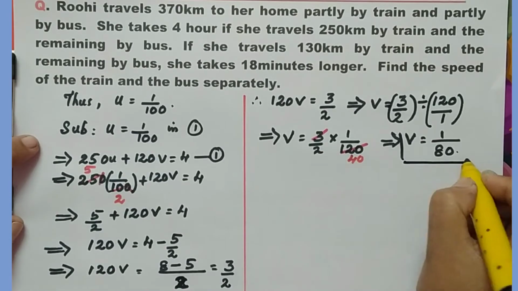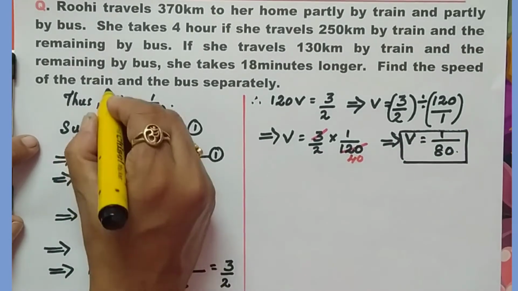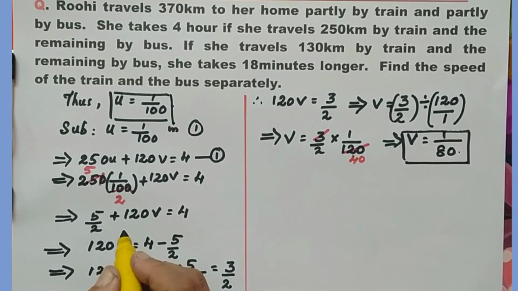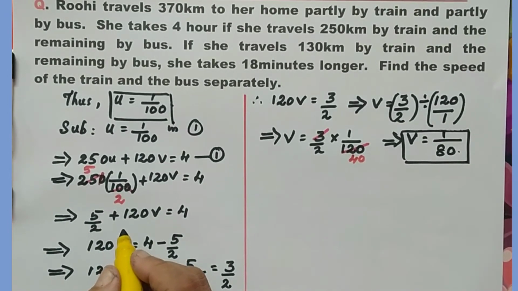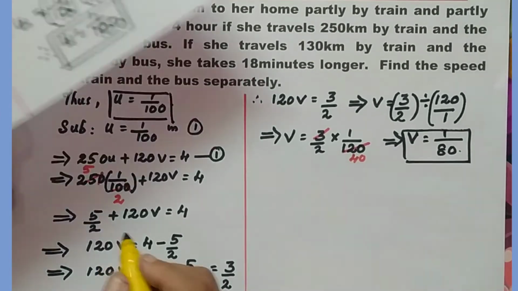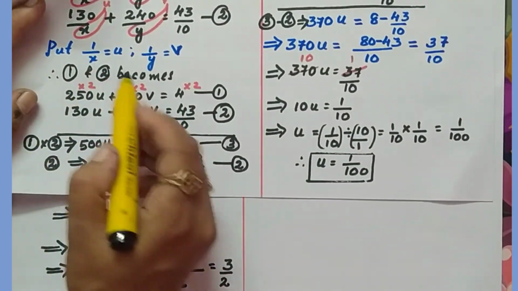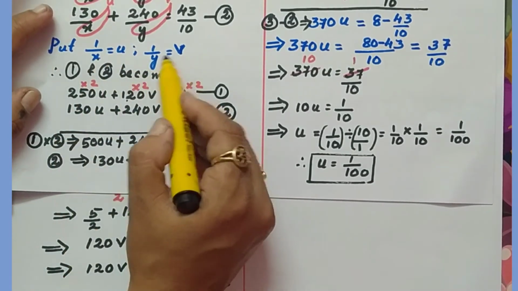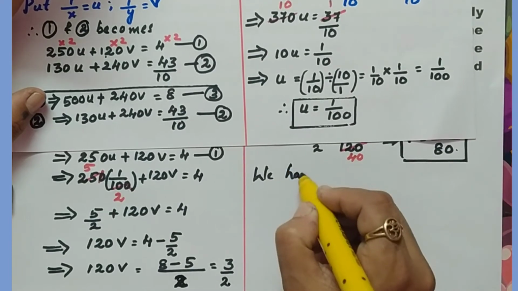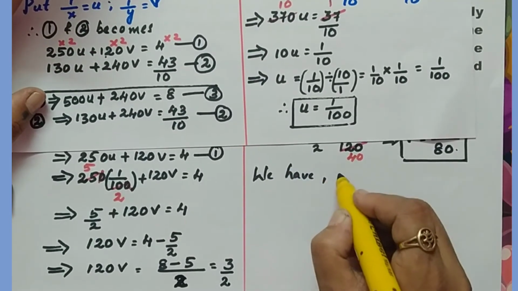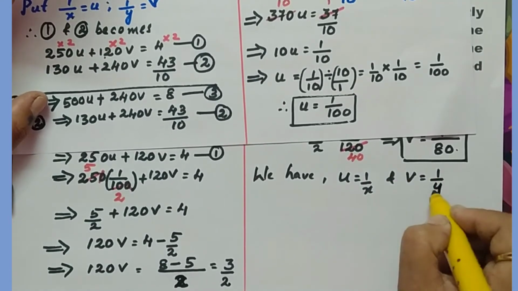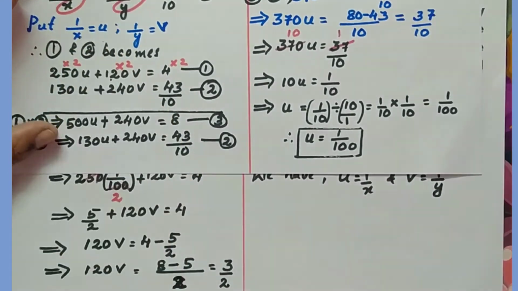V equals 1 by 80 and u equals 1 by 100. Now we need to resubstitute the values. What is u? U equals 1 by x. We are going to resubstitute the values. U equals 1 by x and v equals 1 by y, as per our substitution.